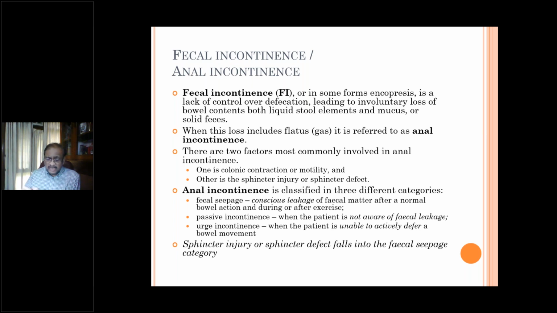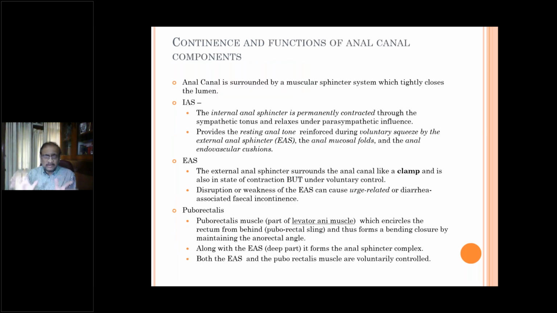The patient has to go to defecate, and he's trying to hold it. I just told you, the moment is not opportune, I would like to hold it, but I can't hold it. That is basically urge incontinence, just like urge incontinence in the urinary system. Now, whenever you have a sphincter injury or sphincter defect, it basically falls into the fecal seepage category. That is the most common type of incontinence that we have once you have injured your muscles, or you've had your muscles injured by somebody. And that basically means some kind of a doctor.